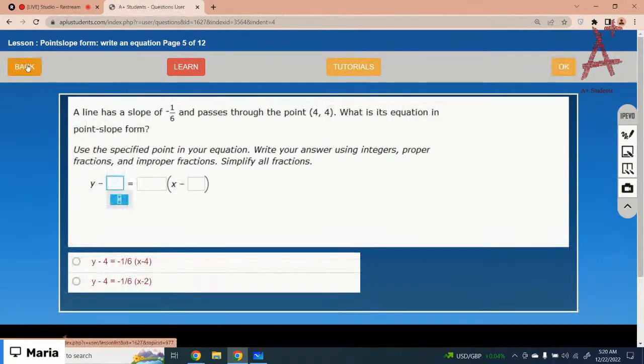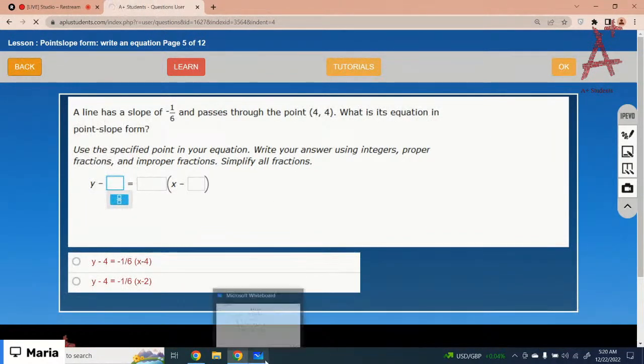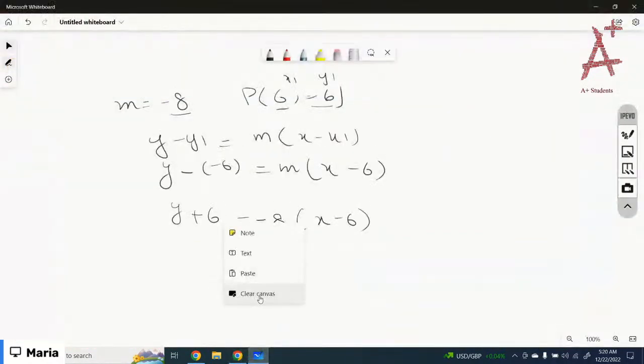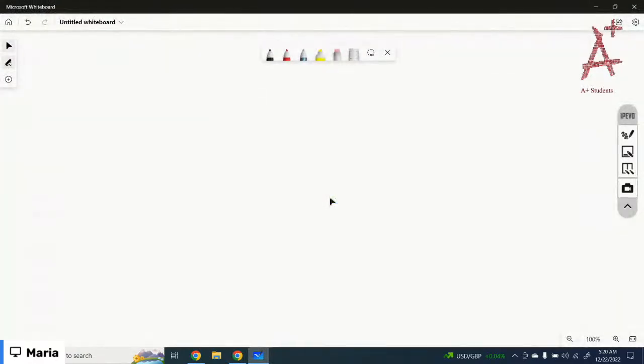Okay, you can complete the test by yourself later today. Let me just move on to the next lesson. Got it? And the next lesson is point slope form, write an equation from a graph. Let me write down the lesson name. Okay, the lesson name is point slope form, write an equation from graph.